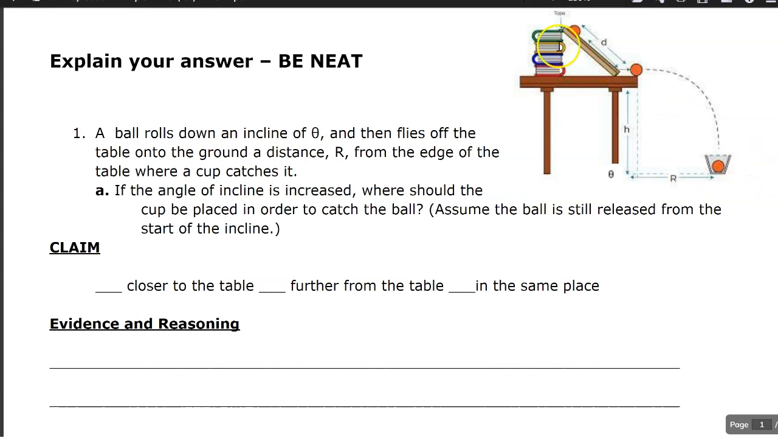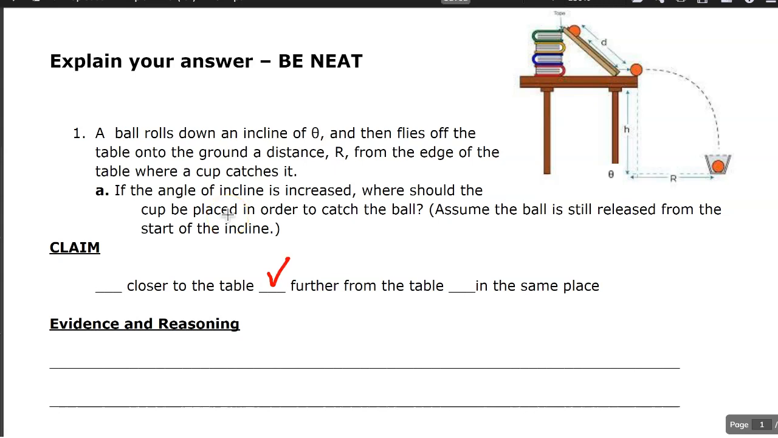Most of you probably could tell, just being around 17, 18 years, that if this angle is increasing, this ball will now be placed at a greater height. It'll roll down, it'll be faster at the bottom, and then the cup would have to be, you'd actually check that it should be further from the table. Let me just get my pen over here. So it'd be further from the table.